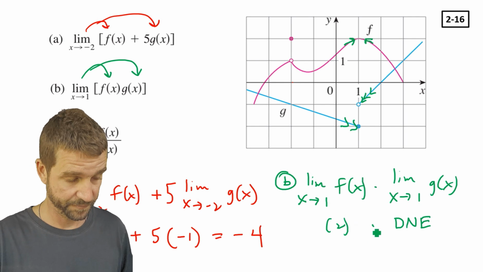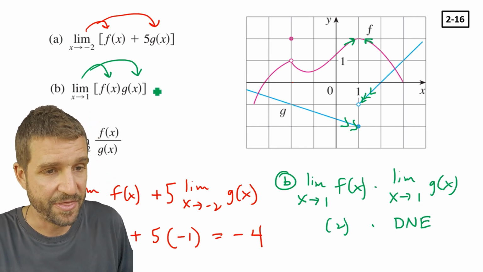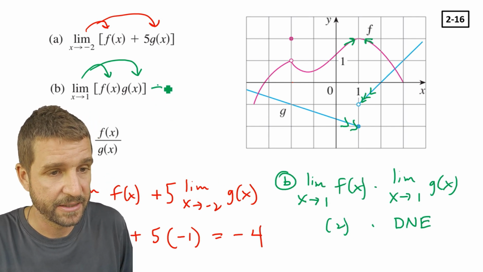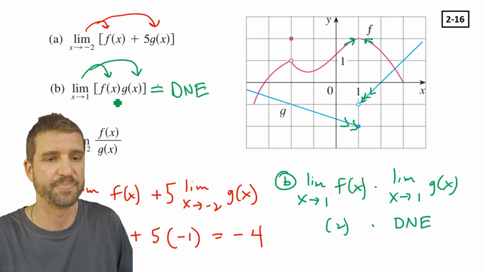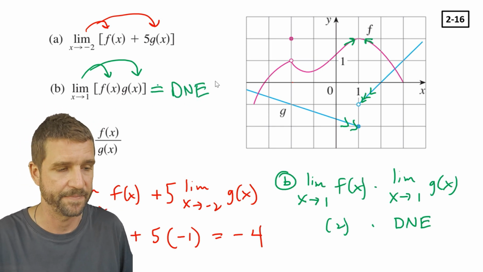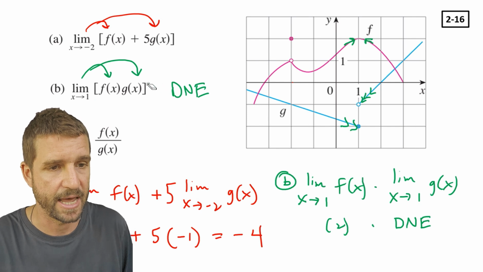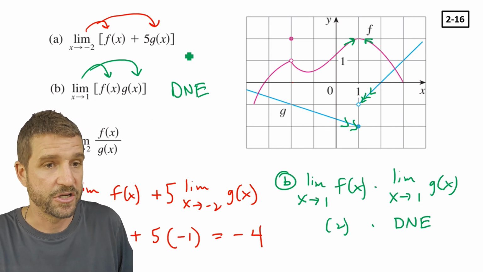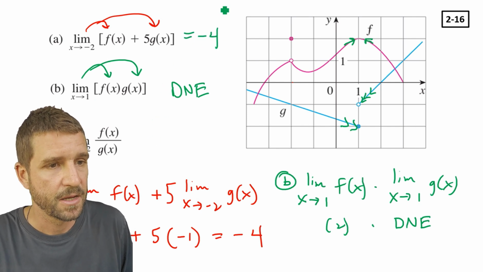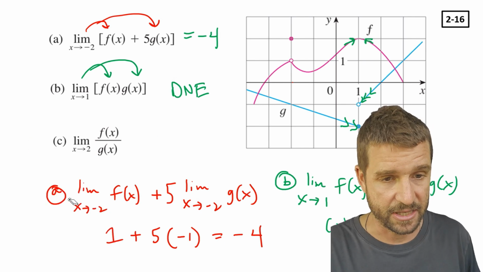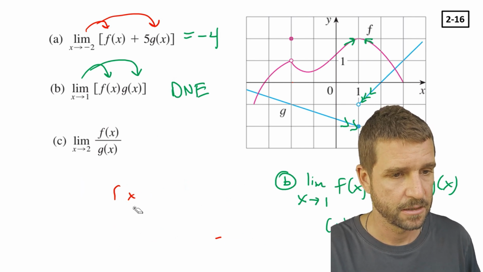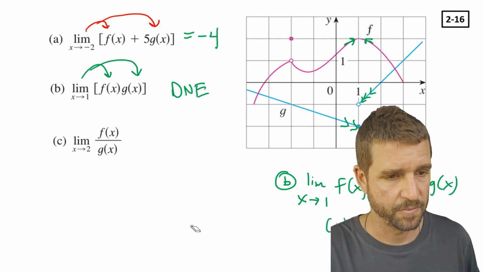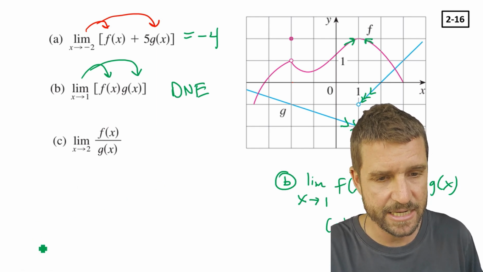Therefore, for part B, this does not exist, okay? I don't think I can really put equals does not exist, but this does not exist, okay? Maybe I should just write it like that. Okay, for this one, we got negative 4. And now let's take a look at the last one. So I don't have much room here, so let me go ahead and just erase this to compute part C.